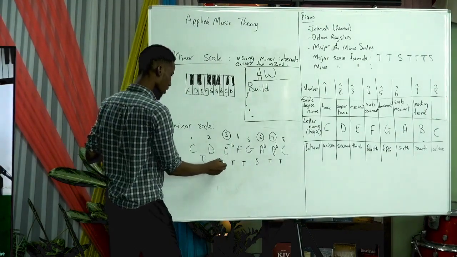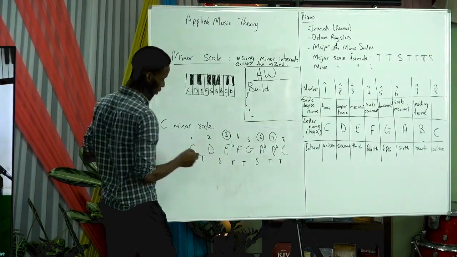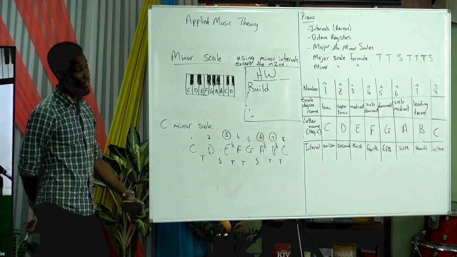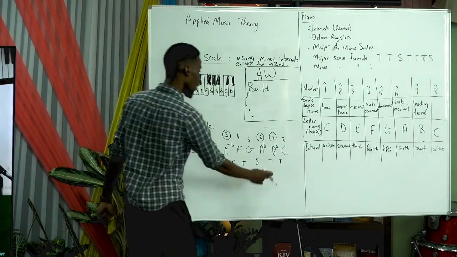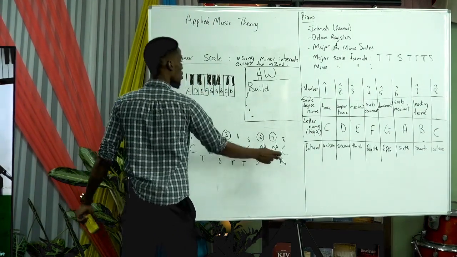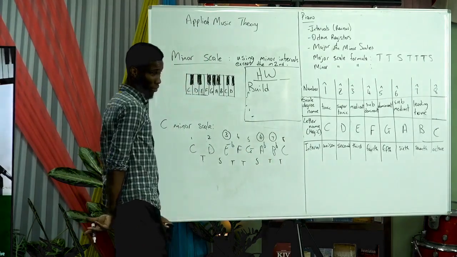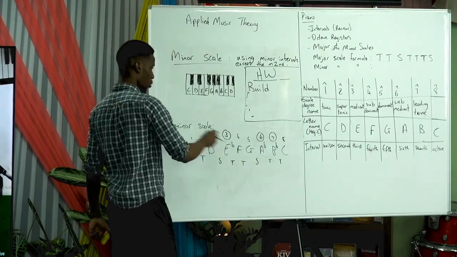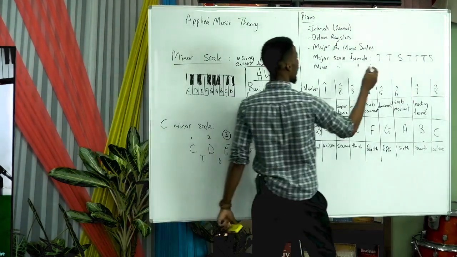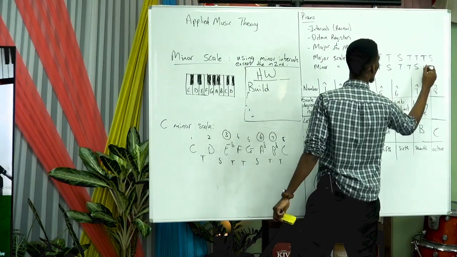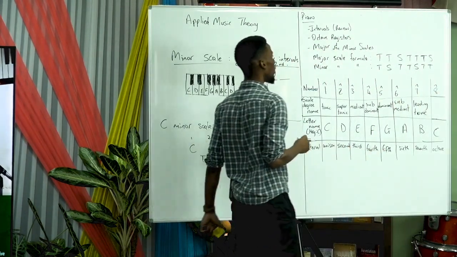We have tone, semitone. Difference. Then tone, tone, semitone. Then we have tone, tone. So we have tone, semitone, tone, tone, semitone, tone, tone. That's the difference. Good? So let's write that in. Tone, semitone, tone, tone, semitone, tone, tone. That's how you build a minor scale.